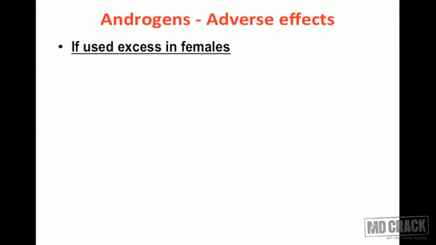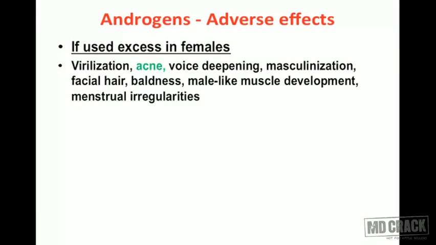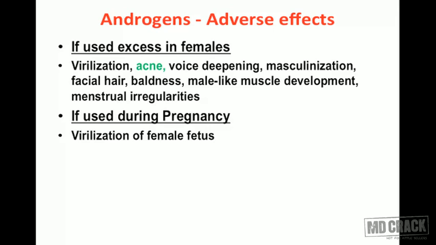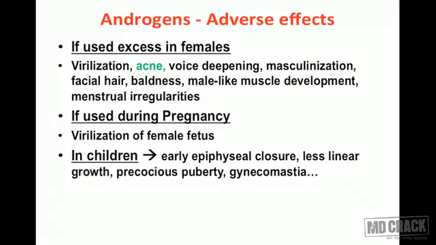These are characteristic male sex hormones. So if they are used in excess in females, it's going to lead to virilization in the female, presence of acne. In the female, the voice will be getting deepened, and there will be signs of masculinization. There will be growth of the facial hair, then male pattern baldness will develop, and the muscle development will be male-like, and she is going to suffer with some menstrual irregularities. If androgens are used during pregnancy, then it's going to produce virilization of the female fetus.